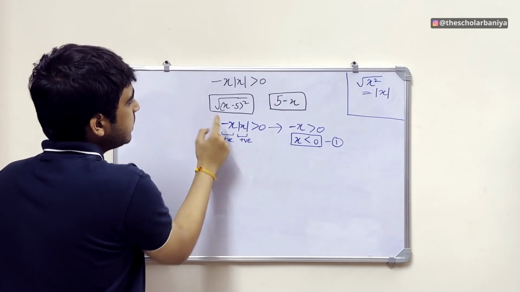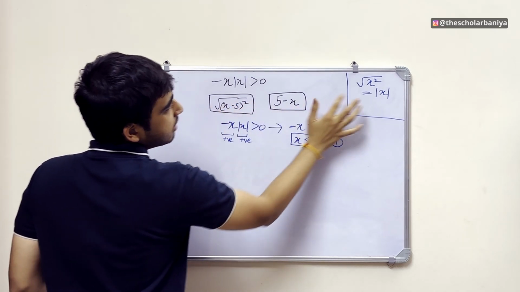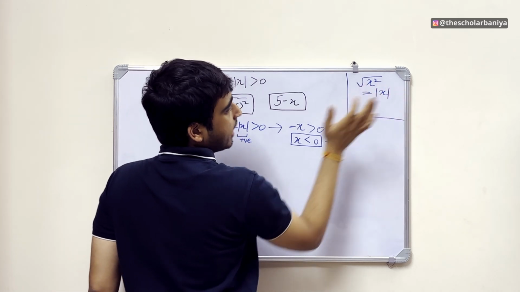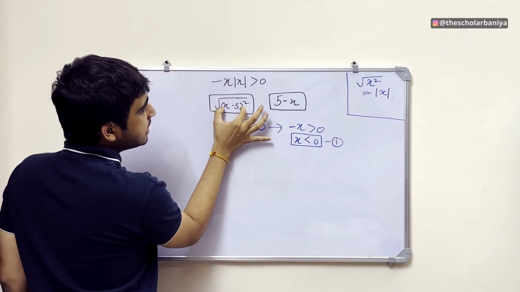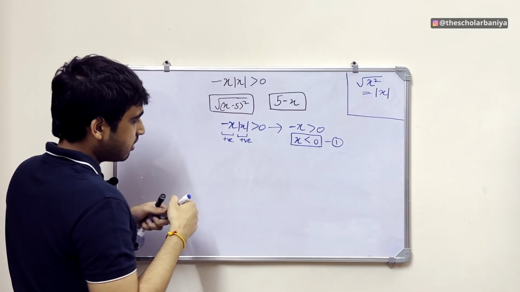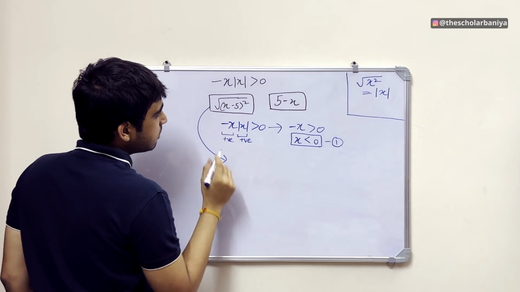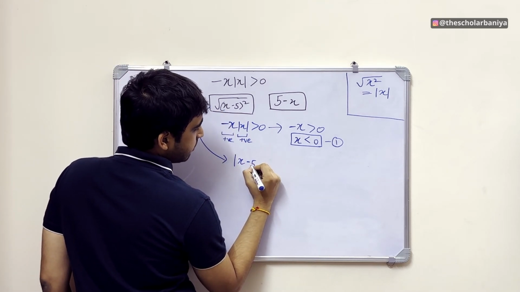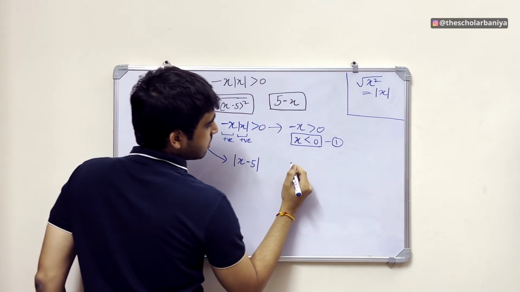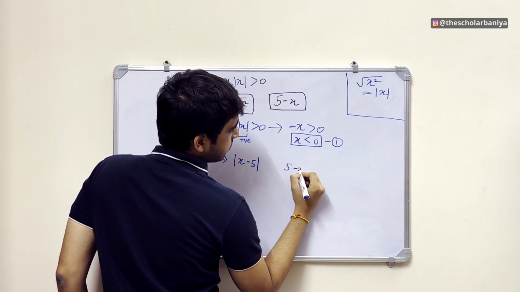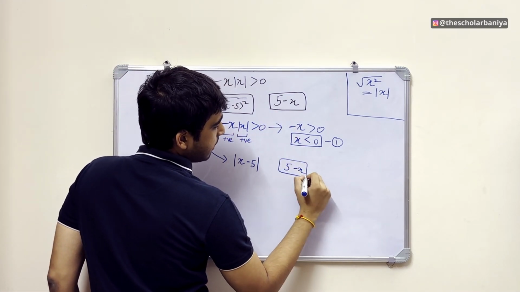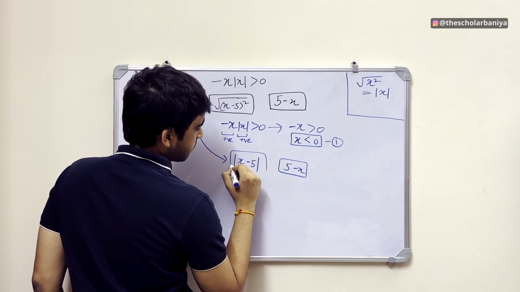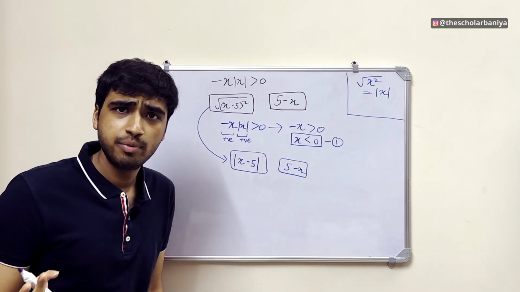Now, coming on to this part, we have to determine the relationship between this and this, right? So this is basically root of x square, and root of x square is mod x. So root of (x minus 5) square will be mod of x minus 5, right? And this is 5 minus x. So we have to basically compare this and this. I hope this should be clear.